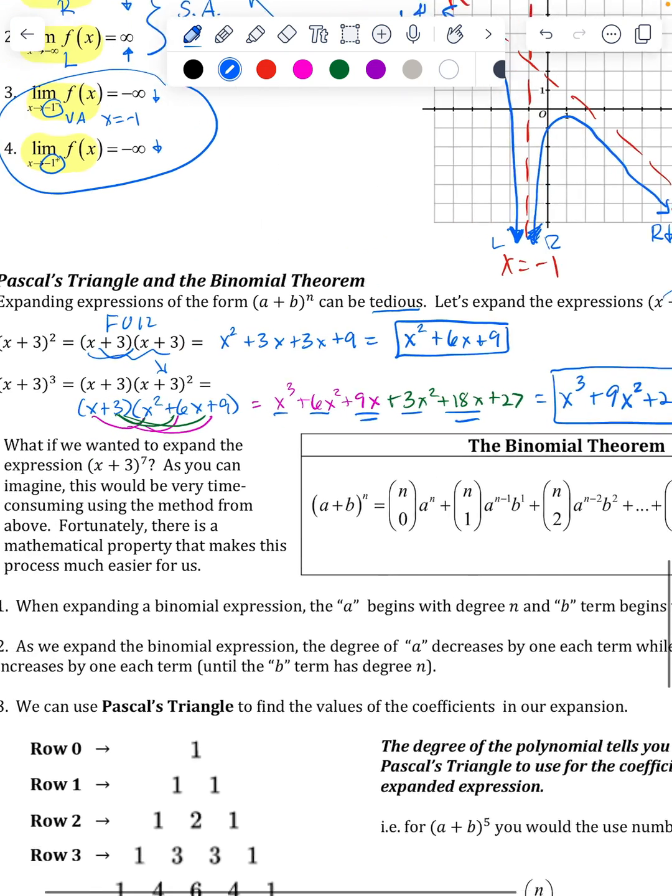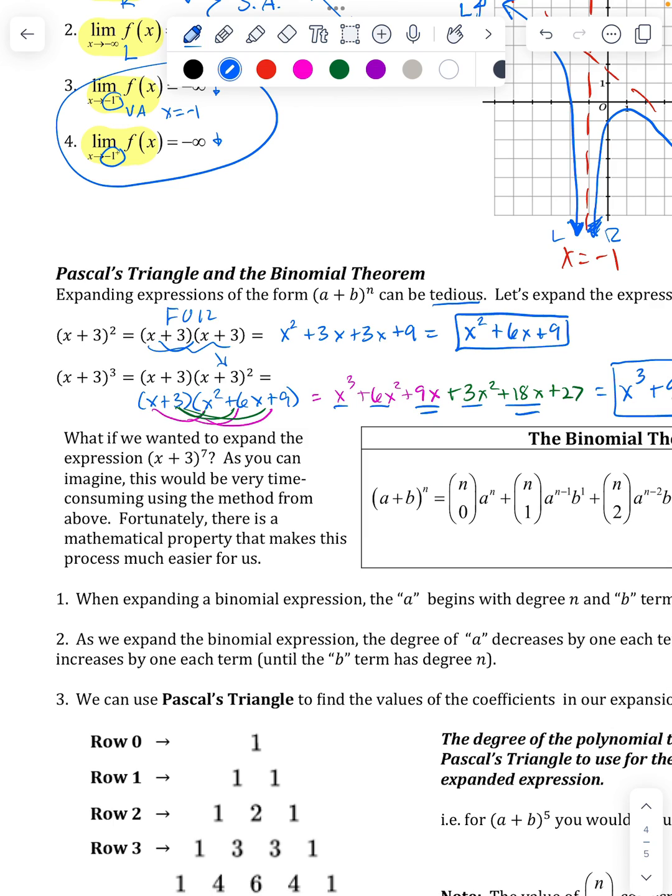but that wasn't super fun, and I definitely do not want to tackle something that's higher power. Like here it says, what if we had to expand (x + 3)^7? I can easily know that the first term is going to be an x to the 7, but the other million terms, I don't know off the top of my head, and we are going to have to do that.